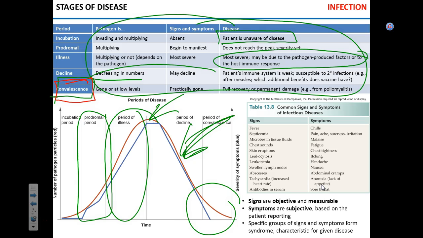What's the difference between signs and symptoms? Yes, subjective and objective. Not necessarily quantifiable, but subjective and objective. So for instance, if I come to the doctor and say I feel lousy, that's a symptom. Symptoms are self-reported. Okay? Signs are observable. You can see a rash. You can see a patient vomiting.